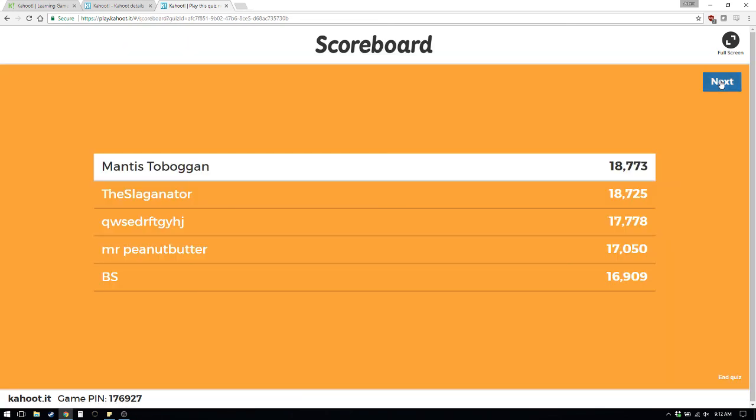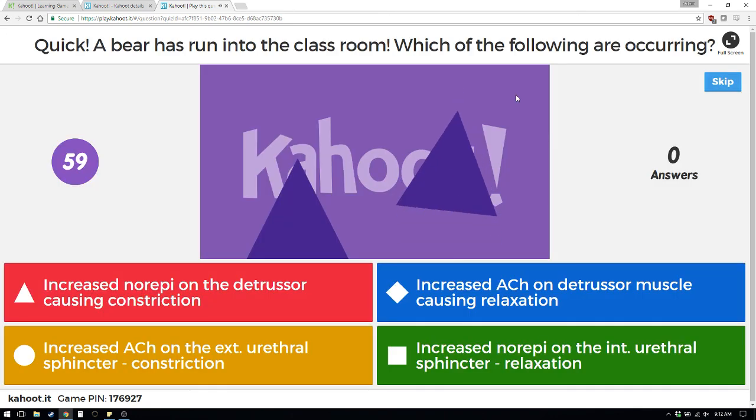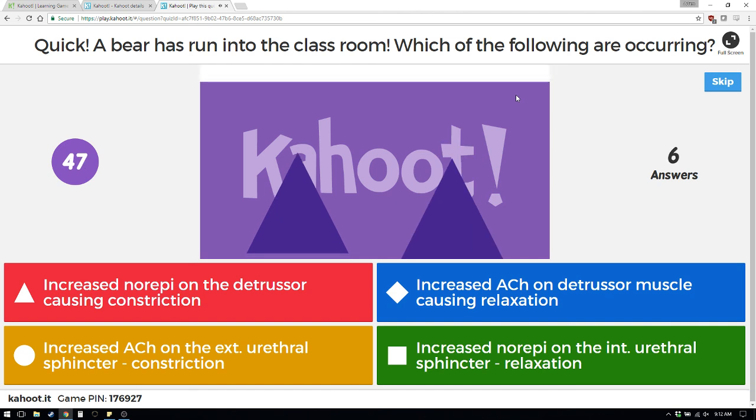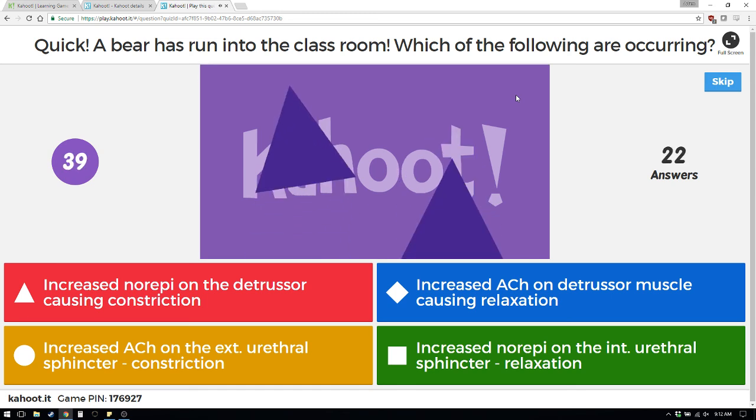Next up. Quick, a bear has run into the classroom. Which of the following are occurring? I'd be creative with some of my abbreviations. Professor Austin likes these alligators, but I figure bears seem a little bit quicker and a little more scary. Although alligator attacks are much more likely, especially in the pond out here.